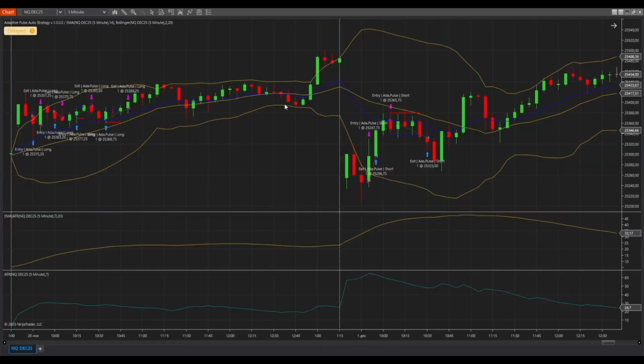Hey traders! Today we're looking at the Adaptive Pulse Auto strategy for NinjaTrader. This automated strategy adapts to market volatility and adjusts its trading approach.